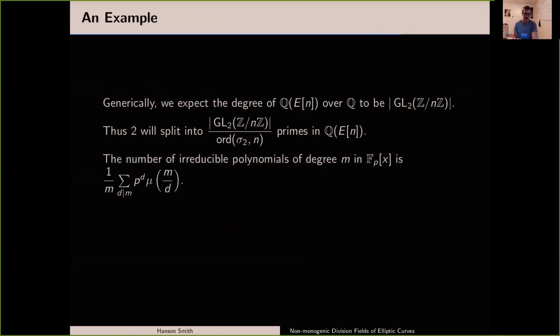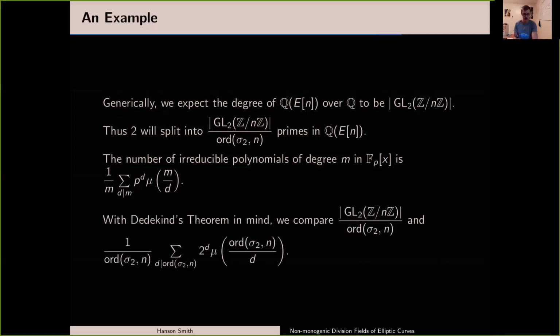Well, Gauss says the number of irreducible polynomials of degree m is this. So we plug in p equals 2 and m equals the order, and that should give us something to compare with the number of primes 2 splits into. So we're looking for when 2 splits into too many primes to be accommodated by irreducible polynomials of the correct degree.